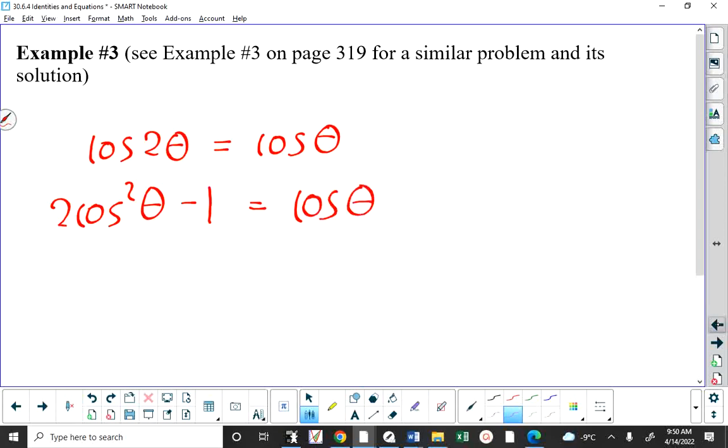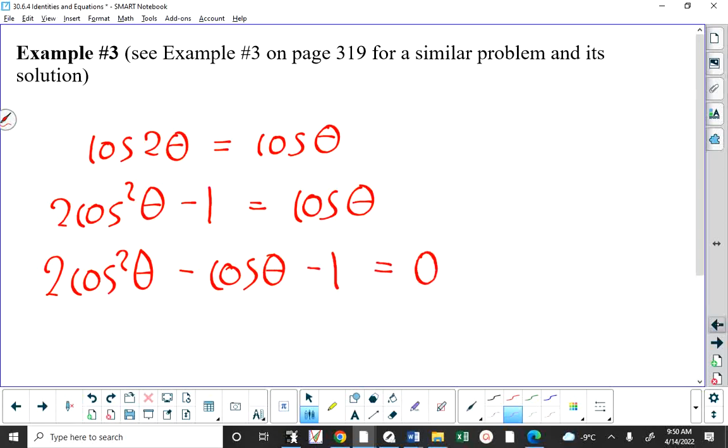Jonathan, can you tell us what your reasoning was? That's what I would do as well. Because then we could subtract the cos theta. Okay, so I'll start with that. We can subtract the cos theta and get 2 cos squared theta minus cos theta minus 1. What would you do next? You don't have to tell me what we would get, but what would you do in general?